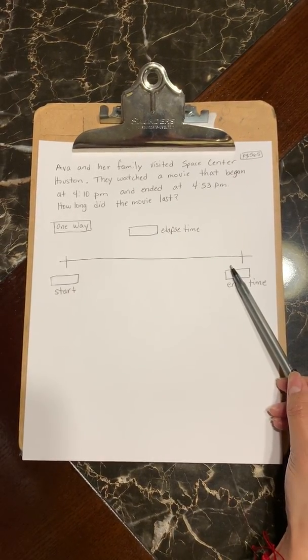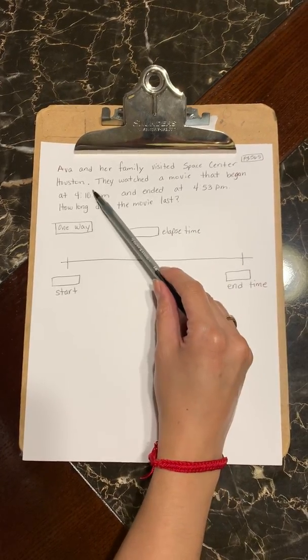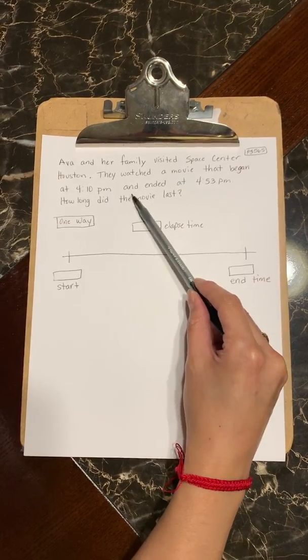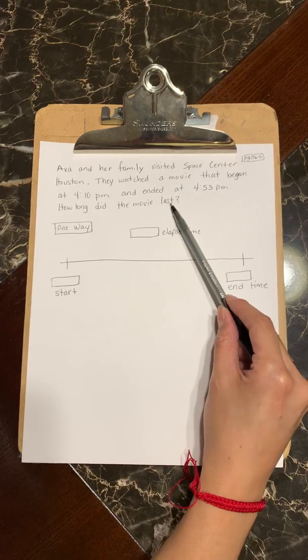So I'm going to go ahead and read the problem. Ava and her family visited Space Center Houston. They watched a movie that began at 4:10 p.m. and ended at 4:53 p.m. How long did the movie last?